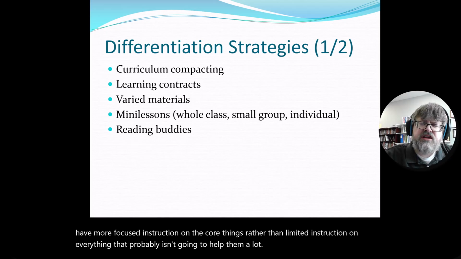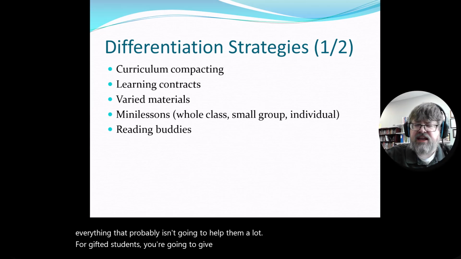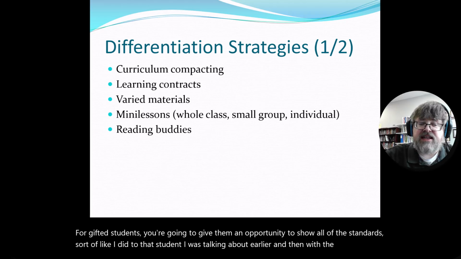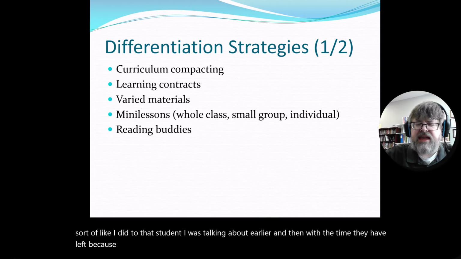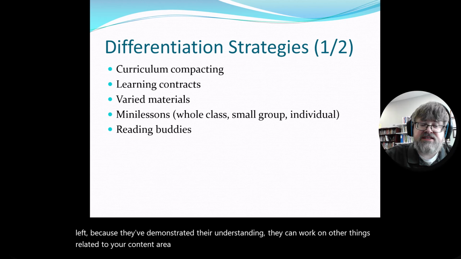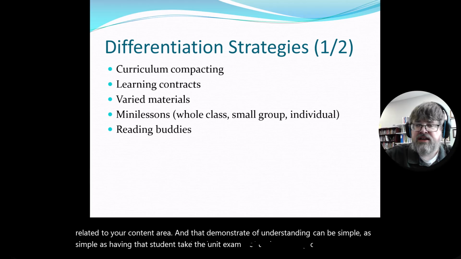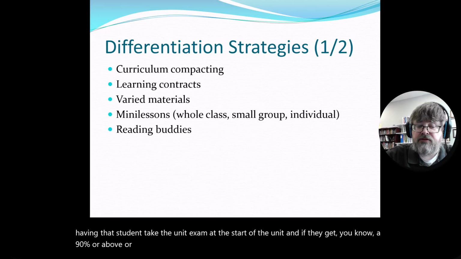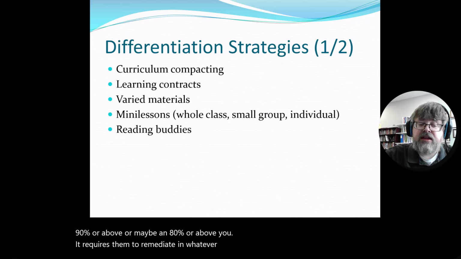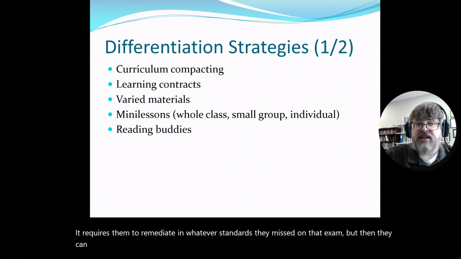For gifted students, you're going to give them an opportunity to show all of the standards, like I did with that student I was talking about earlier. And then with the time they have left, because they've demonstrated their understanding, they can work on other things related to your content area. And that demonstrated understanding can be as simple as having that student take the unit exam at the start of the unit. And if they get a 90% or above, or maybe an 80% or above, you might require them to remediate in whatever standards they missed on that exam. But then they can have that time, again, to do things that interest them that are related to your content.